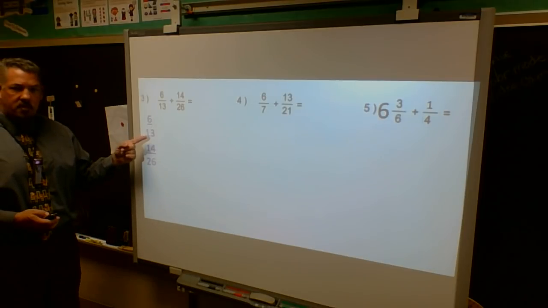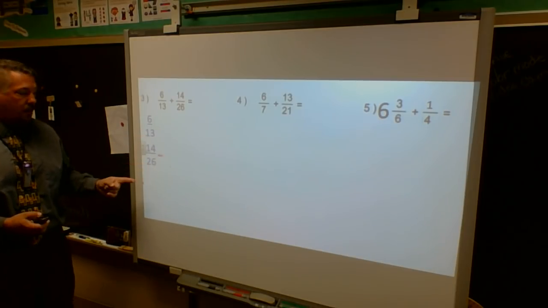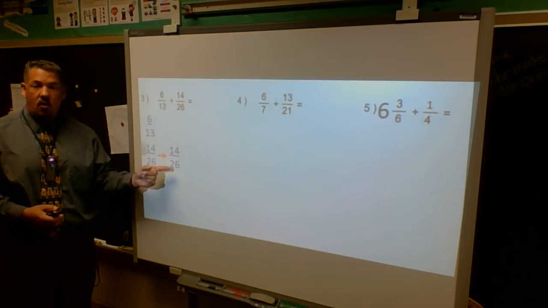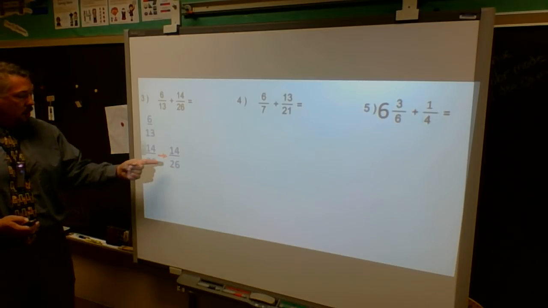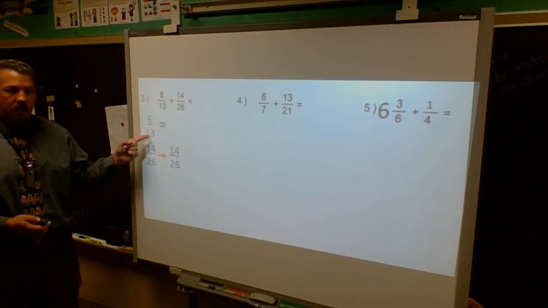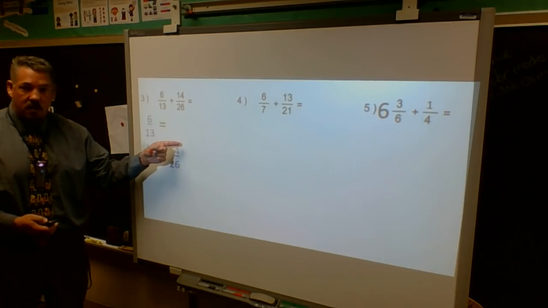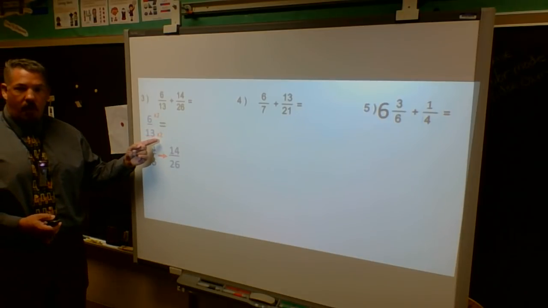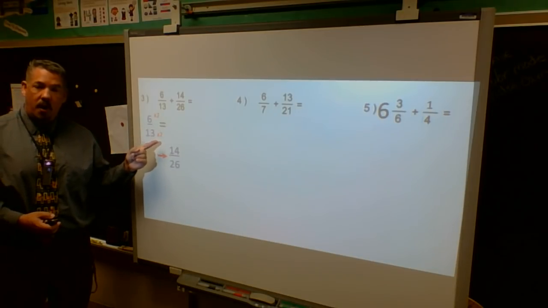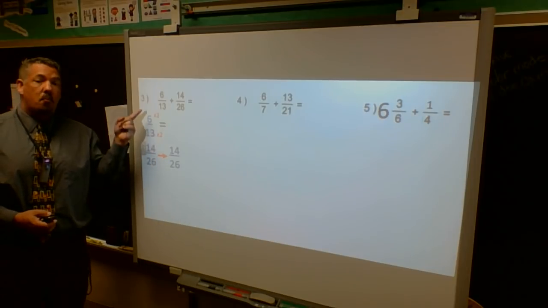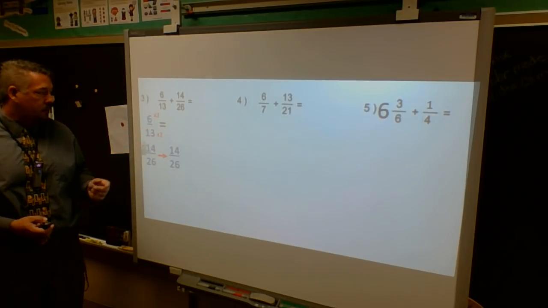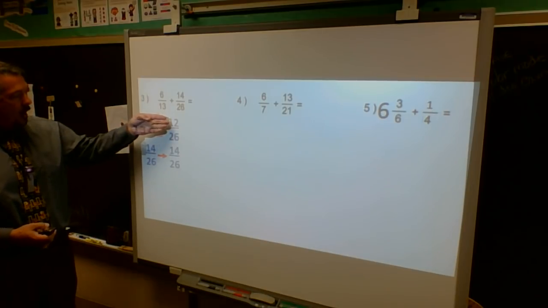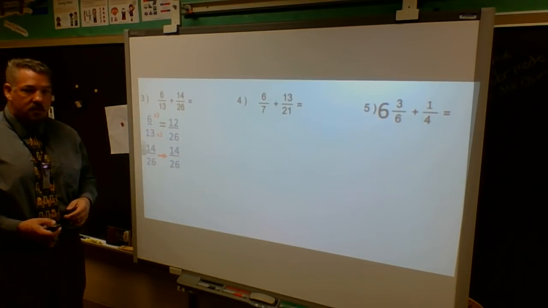Well, multiplying 13 by 2 does give me 26. So that means I can keep this one. So 26 is going to be my denominator. If that's the case, I've got to ask, what am I doing to 13 to get a denominator of 26? Well, I'm multiplying by 2. So if I multiply the denominator by 2, I have to multiply the numerator by 2. 6 times 2 then is just 12. So now I have 12 over 26.